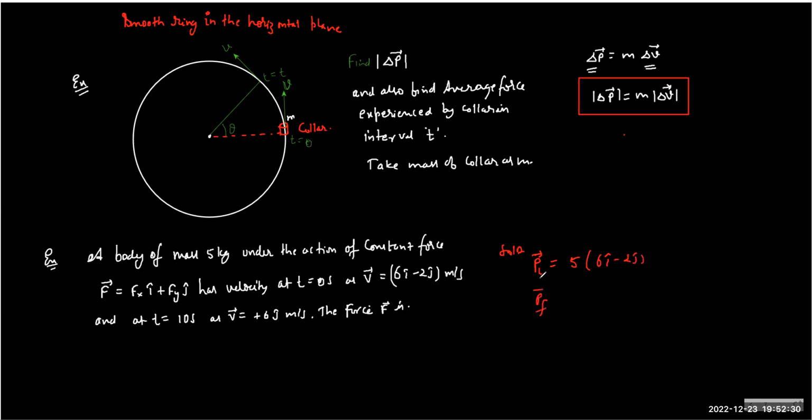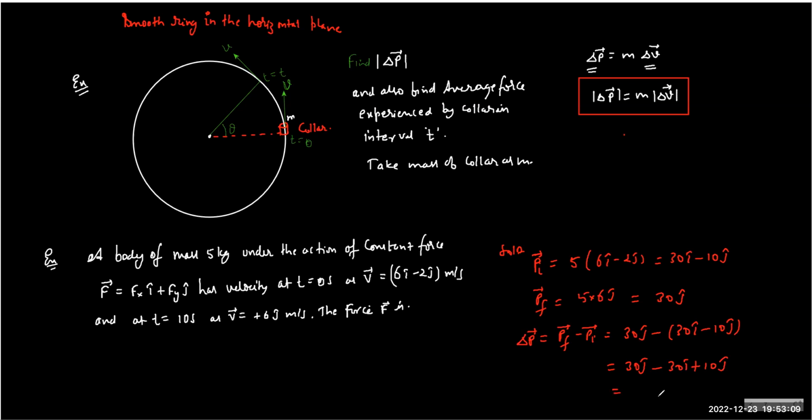So what is p final? 5 into 6... so 30 i cap minus 10 j cap. So what is delta p vector? 30 j minus 30 i minus 10 j... 30 j minus 30 i plus 10 j. Alright? 40 j minus 30 i.